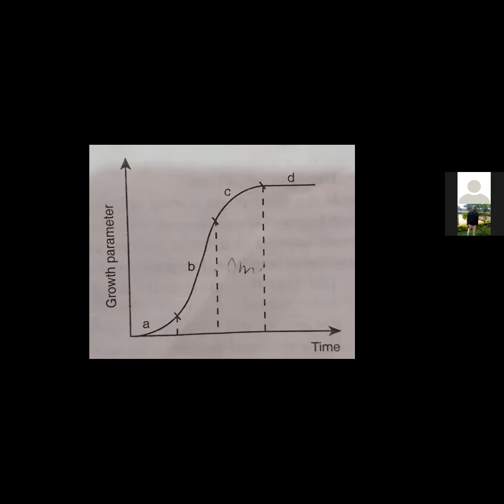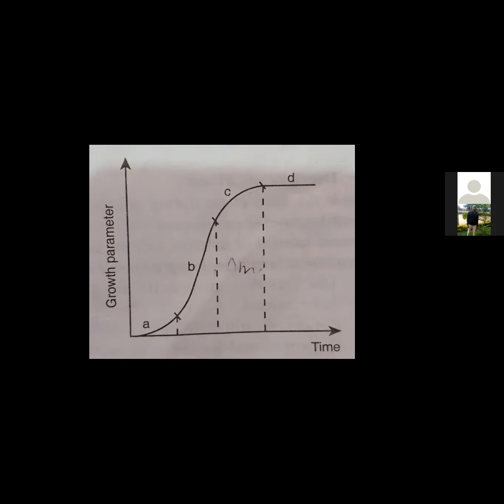We are saying this phase marks the period where overall growth has ceased. Growth has stopped. And the parameters that we are looking at remain constant. Like mass, we measure several times, it is still constant. Height, still constant, etc.